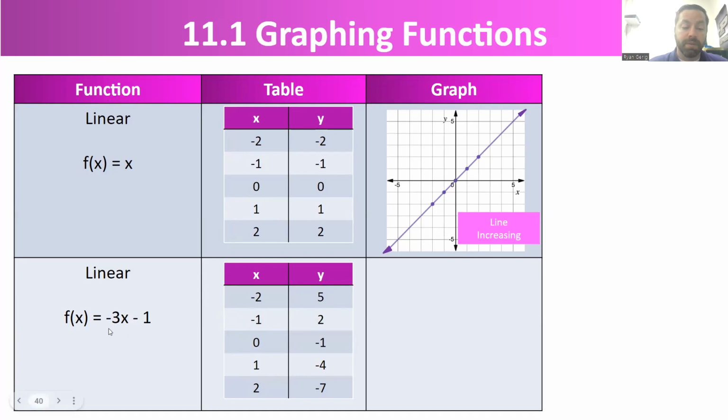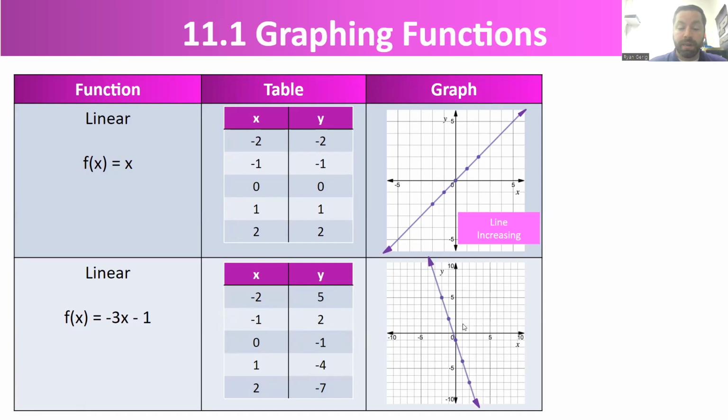I'll do another one real quick. -1. -3 times -1 is 3. 3 minus 1 is 2. -3 times 0 is 0. 0 minus 1 is -1. And you see the y values that you get there. Now let's put those on the graph. So -2, 5 is here. -1, 2. 0, -1. 1, -4.